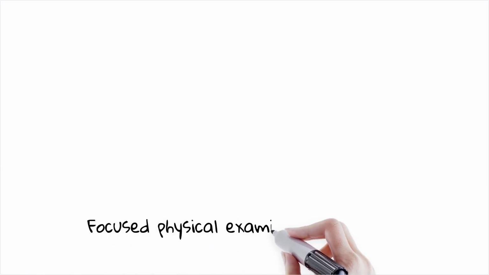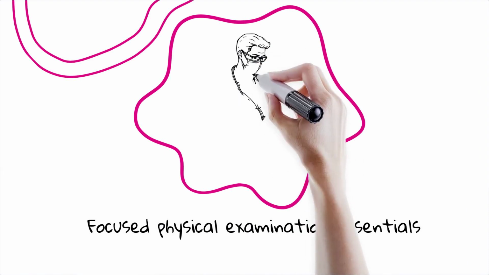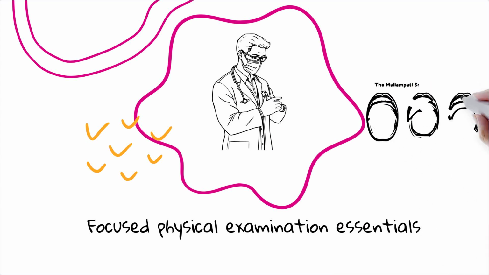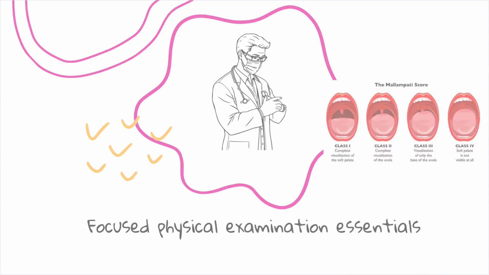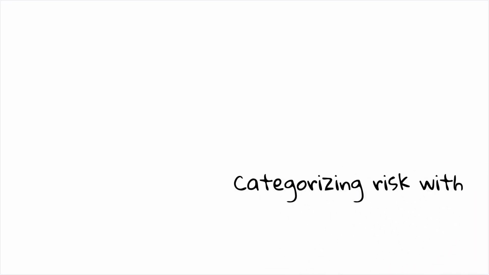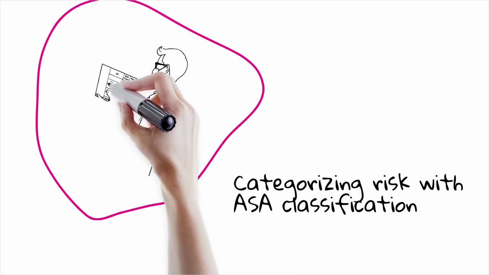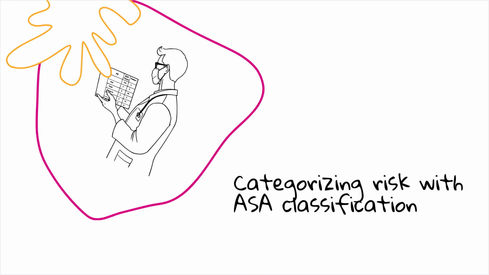Next, we perform a focused physical examination: airway evaluation, vital signs, respiratory status, cardiovascular system, and a general exam to look for clues. These steps may seem routine, but they are crucial. Now comes the part where we categorize risk using a universally accepted scale, the ASA Physical Status classification. This system, devised by the American Society of Anesthesiologists, helps standardize how we communicate patient risk.